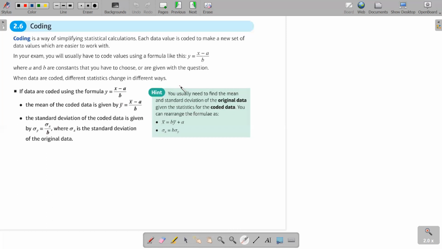So what's the point of coding? After you code and make the data values small, you can find the mean and the standard deviation for the coded data. But is the coded data what we really want? At the end of the day, I want the mean and standard deviation of my original, real data set. So after using coding, we have to come back and calculate the real mean and real standard deviation. That's what these equations are for: using them, you can come back to the actual mean and the actual standard deviation. Let's see how to do that with an example.